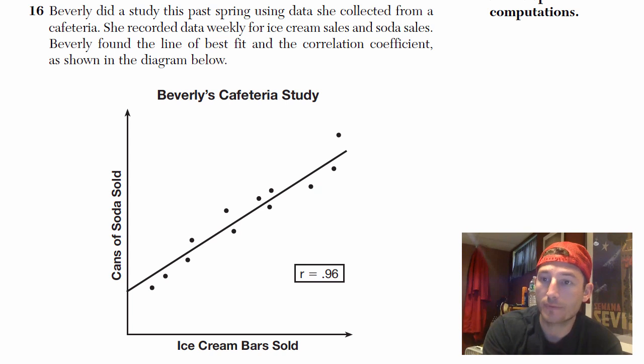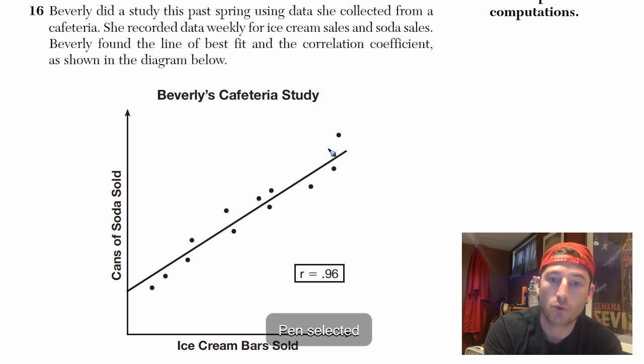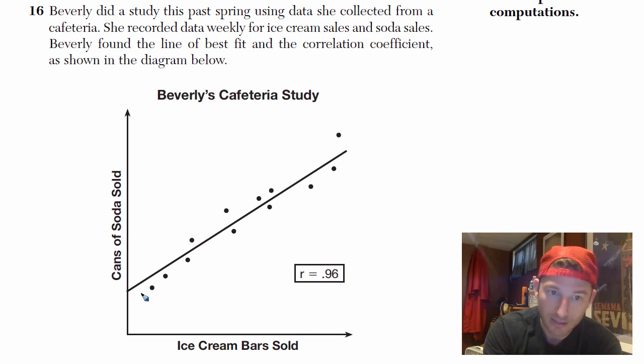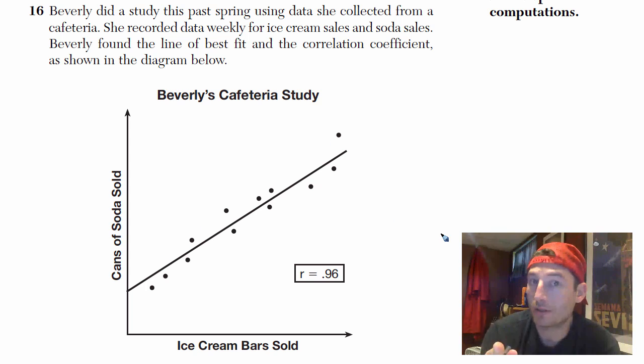So that being said, this is also a positive correlation. So it looks like as ice cream bars are sold, the number of cans of soda are also sold. Again, correlation does not imply causation. Big technical term you'll hear when you get to college if you take psych classes or anything like that.